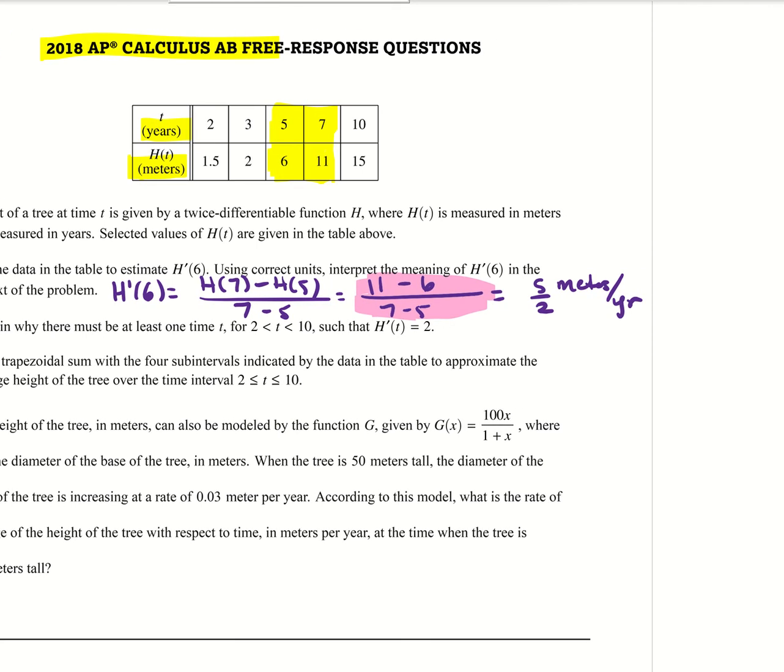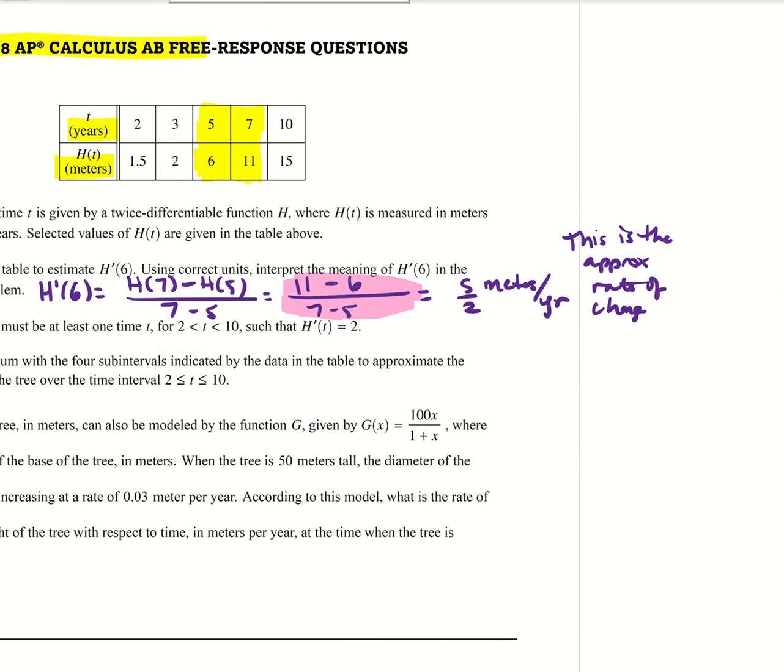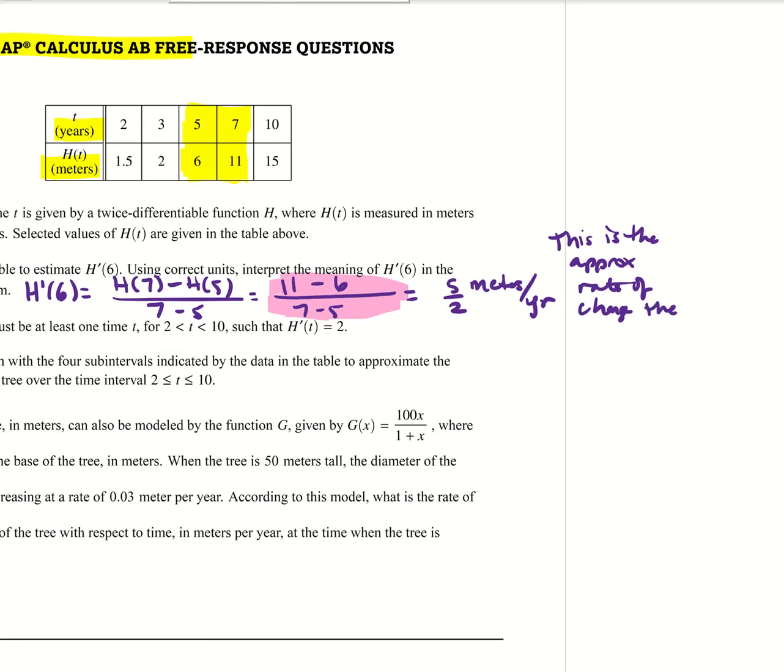We also have to interpret the meaning of this. So this is the approximate rate of change. And we have to say, of what is it a rate of change? Well, it's of h. So rate of change of h, which is the height of the tree. So it's the approximate rate of change of the height of the tree in meters per year. You could abbreviate meters if you want.